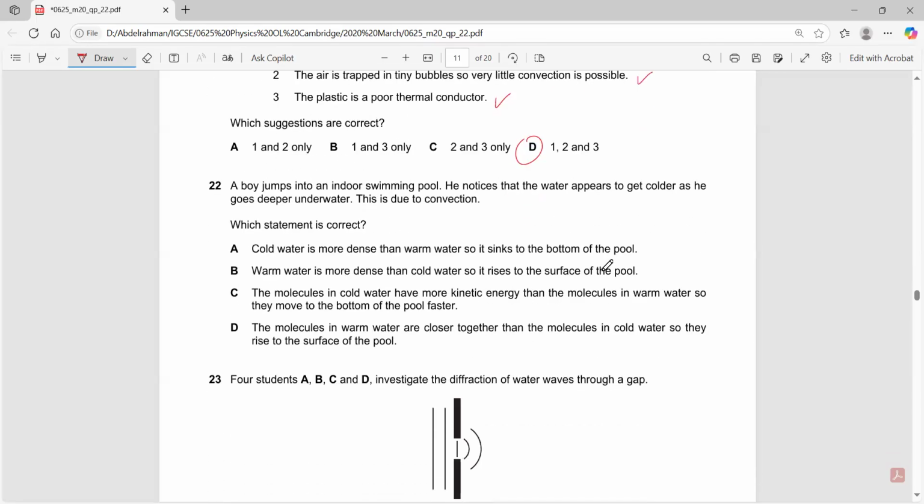A boy jumps into an indoor swimming pool. He notices that the water appears to get colder as he goes deeper. Which statement is correct? Cold water is more dense than warm water, so it sinks to the bottom of the pool. Yes, convection. Convection, right?